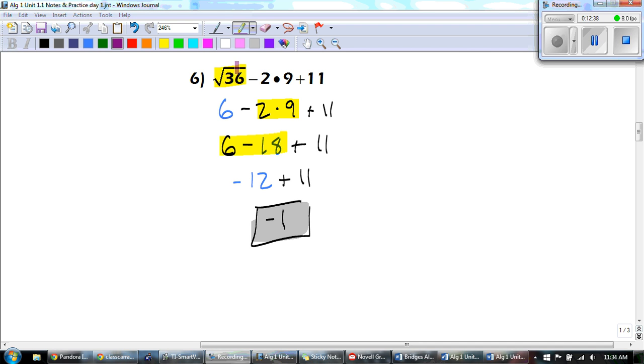Okay, so following order of operations, the first thing I had to do is take the square root. The square root of 36 is 6. 6 minus 2 times 9, well, 2 times 9 is 18. Now, order of operations, subtraction comes before addition because it's from left to right. 6 minus 18 is negative 12. And then negative 12 plus 11, we get negative 1.